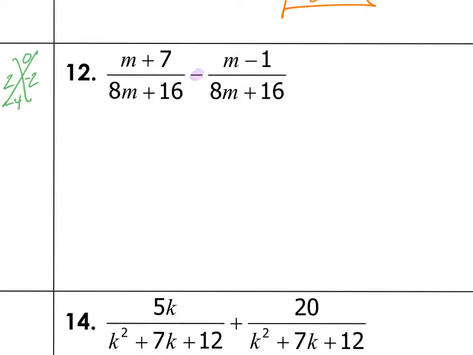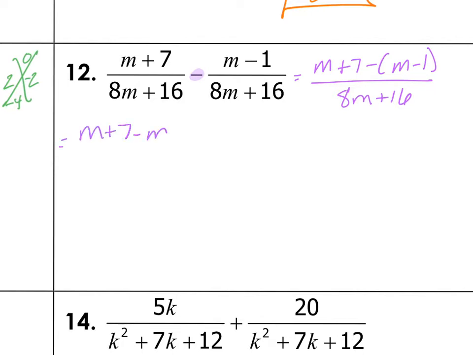Okay, so what do we have? I've got m plus 7 minus m minus 1 all over 8m plus 16. So I'm going to rewrite this out, and it's going to become m plus 7 minus m plus 1 all over 8m plus 16. So let's see what I've got. M minus m is 0, and 7 plus 1 is 8 over 8m plus 16.